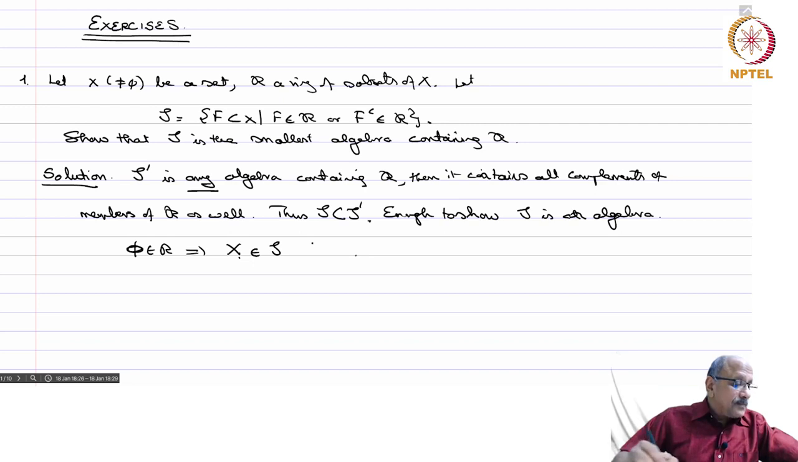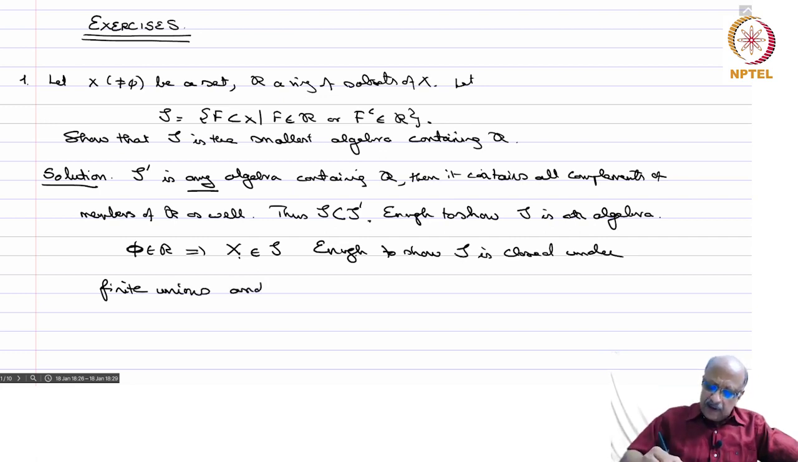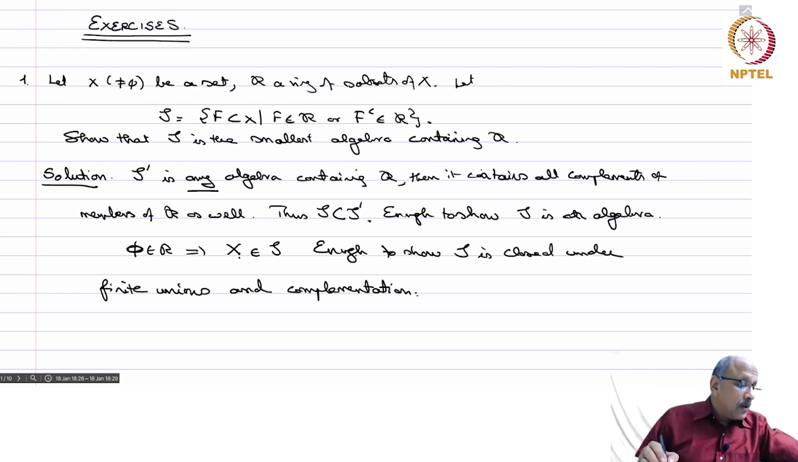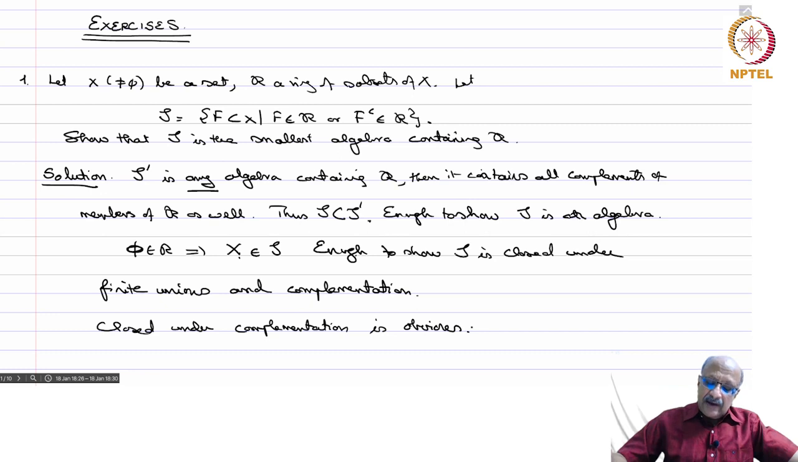Okay, now enough to show, we have already seen this, S is closed under finite unions and complementation. So closed under complementation is obvious by construction, because for any member of S, either it's a member of R, in which case its complement is also in S, or if it's not in R, that means its complement is in R, and therefore it's also in S. So this is obvious by definition.